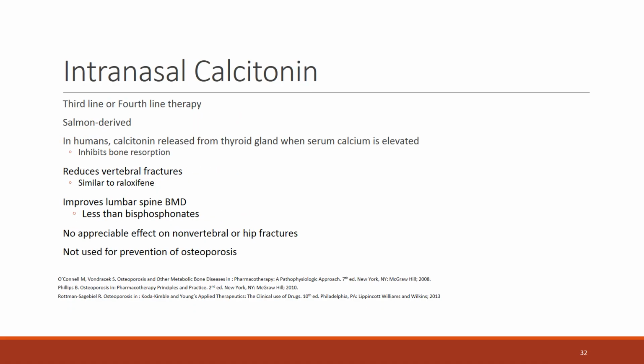Intranasal calcitonin, not really used much anymore. It's 3rd line, 4th line, maybe even 5th line. Salmon-derived, it helps to inhibit bone resorption because calcitonin is released from the thyroid gland when calcium is elevated, so it's telling the body to quit breaking down bone. We got enough calcium, quit breaking down bone. It's similar to raloxifene in how well it works to reduce vertebral fractures. It doesn't help non-vertebral or hip fracture risk.